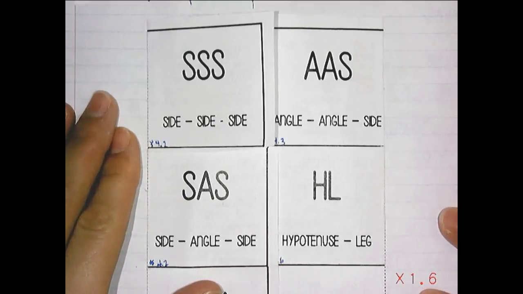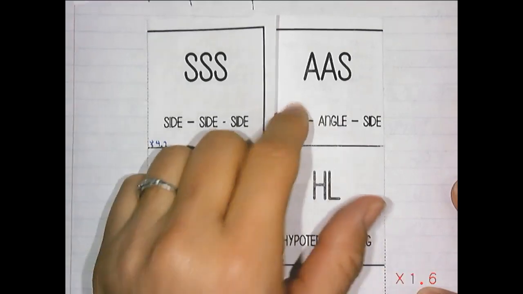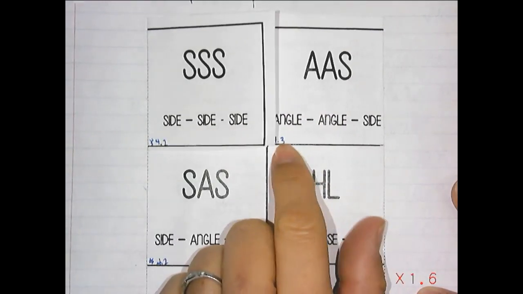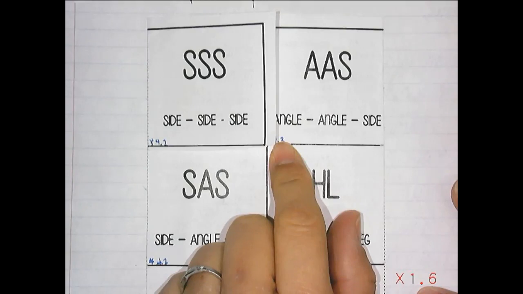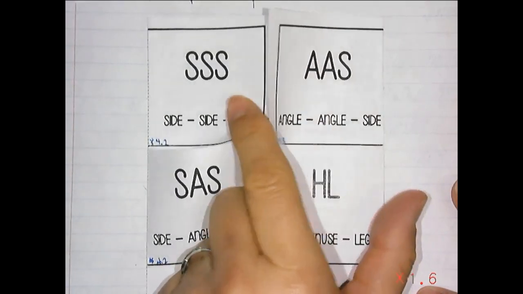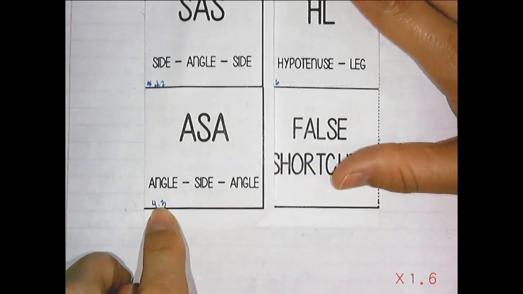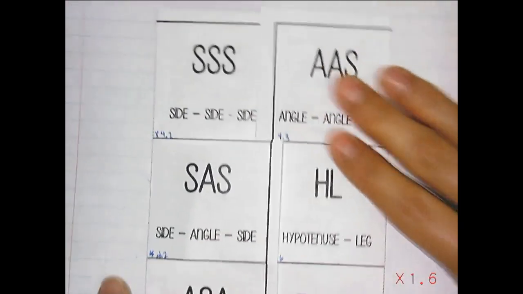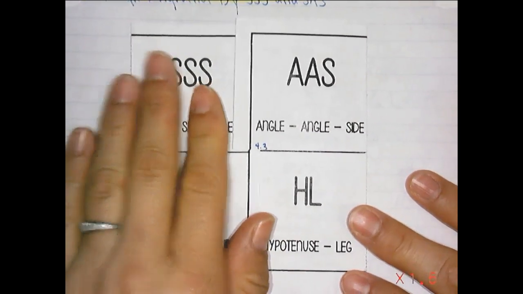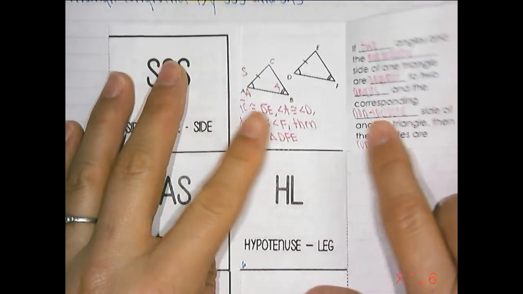Hello again. Okay, so we are back with our wonderful foldable, and today we'll be doing 4.3, angle, angle, side and angle, side, angle. So let's start with angle, angle, side. And we'll flip this open.